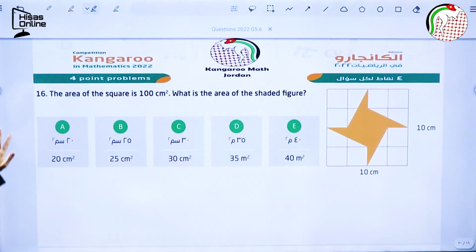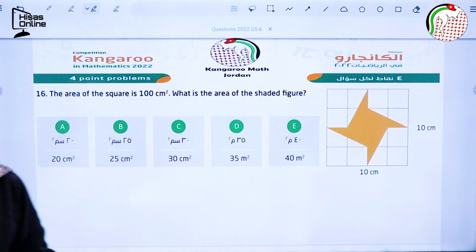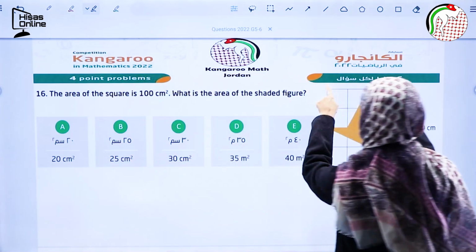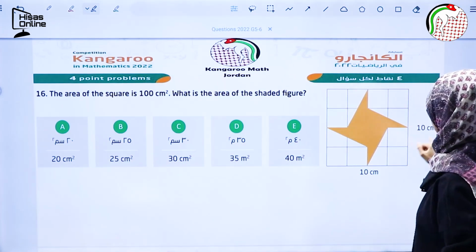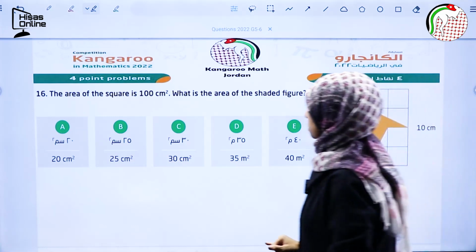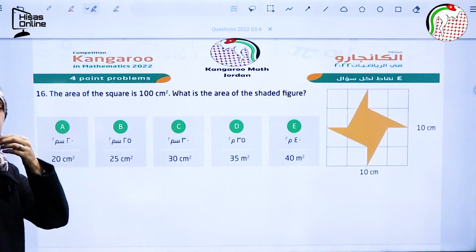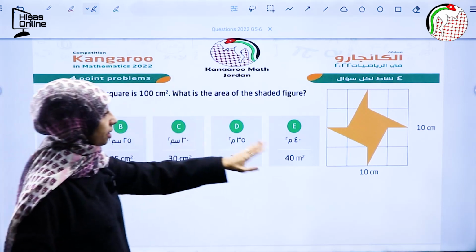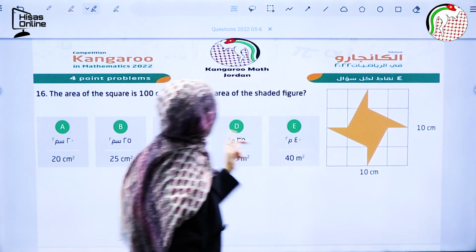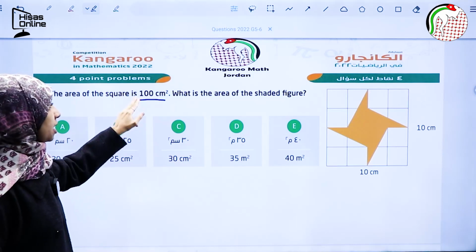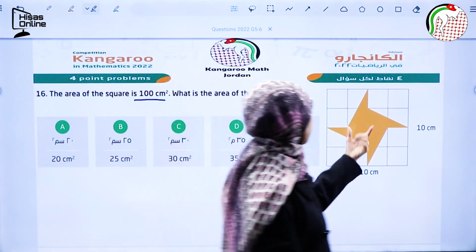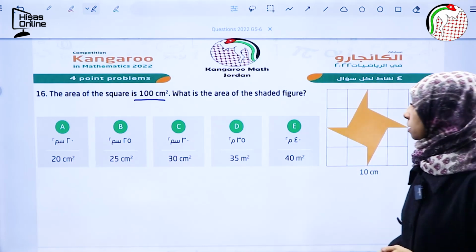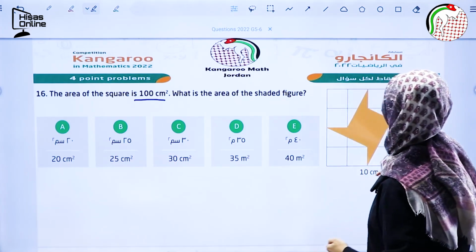Moving to question 16. Now, in question 16, here we have a big square. It has the dimensions 10 centimeters, which is the length of the side. Now let's see. The area of this would be 10 times 10, which is 100 square centimeters. Now what is the area of the shaded figure? This one in orange.